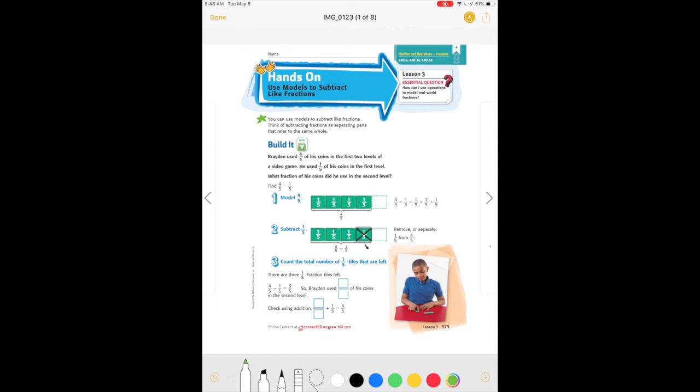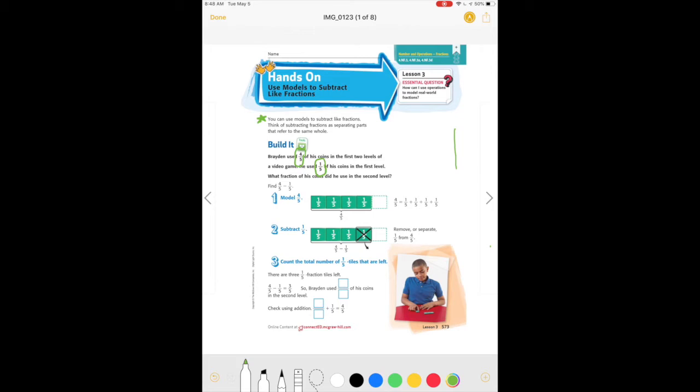Build it. Braden used 4/5 of his coins in the first 2 levels of a video game. He used 1/5 of his coins in the first level. What fraction of his coins did he use in the second level? So we need to take 4/5 and subtract 1/5 from it.